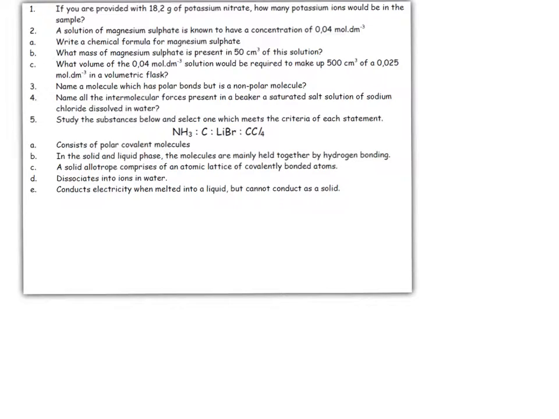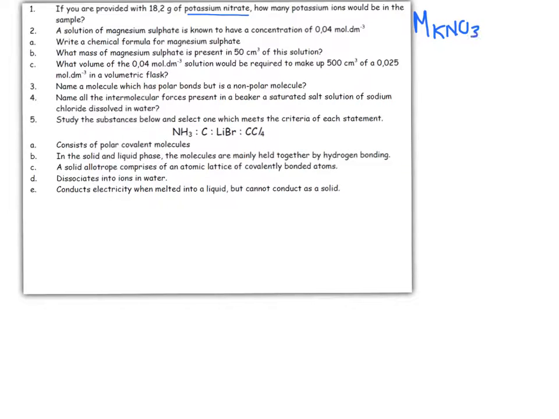If you're provided with 18,2 grams of potassium nitrate, how many potassium ions would be in that sample? So first let's work out how many potassium nitrates would be in that sample before we try and get too exotic and work out what the ions are. So I'm first going to work out the molar mass of potassium nitrate.